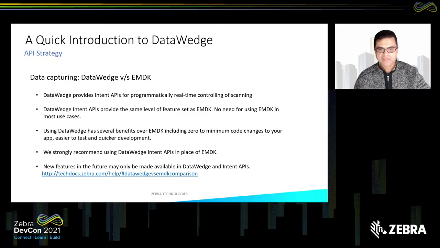EMDK enabling scanning requires about 20 lines of code, maybe even more depending on what you're doing. Whereas with DataWedge, it's not more than 2 to 3 lines of code if you choose to use intent APIs. If you choose to use keyboard queues, then you don't change anything in your application. So for that reason, we strongly recommend using DataWedge intent APIs. For new features in the future, our goal is to bring them in DataWedge first and then decide if we want to bring them in EMDK or not.